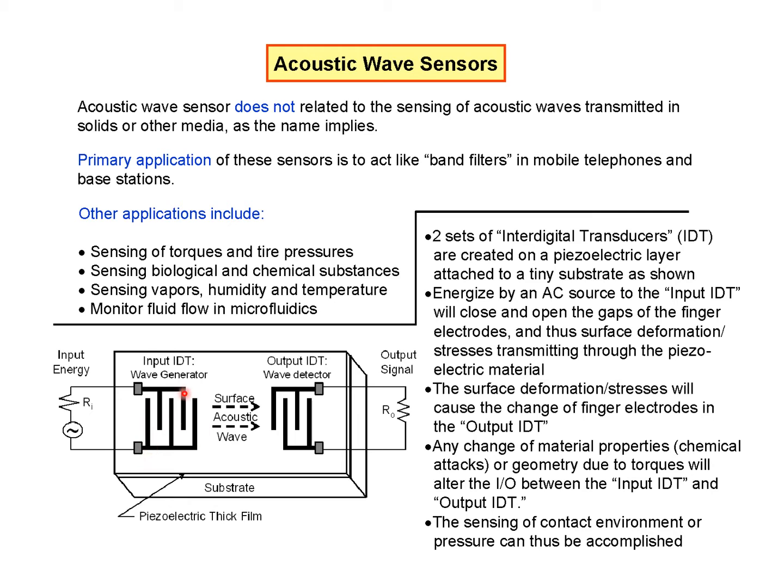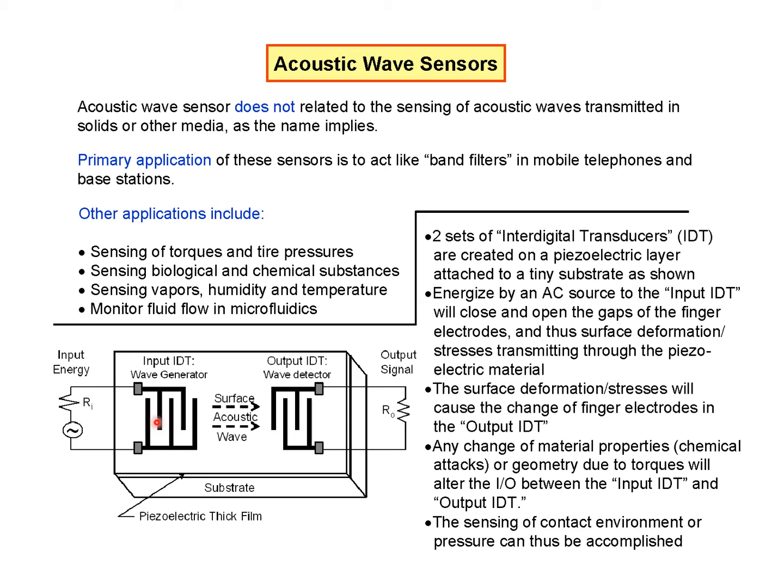These are called interdigital transducers, otherwise called comb drive. Like a comb, the device will be there, so that's why it's called interdigital transducers, which are created by the piezoelectric layer attached to the tiny substrate. When you energize by an AC source, the input IDT, that is the input interdigital transducer, will be excited. So the finger electrodes in the IDT will get energized.